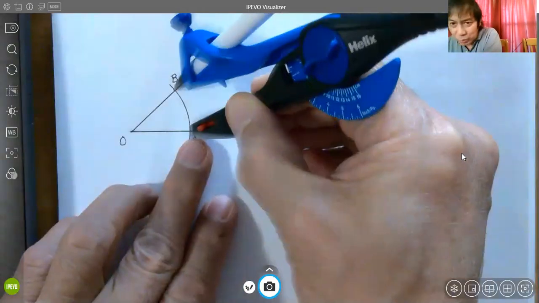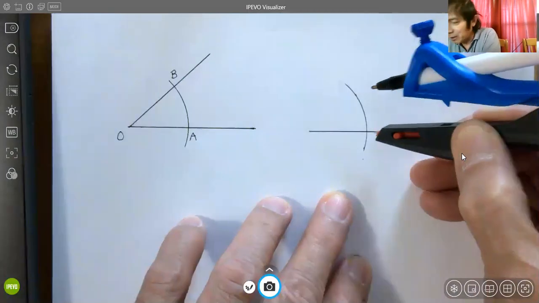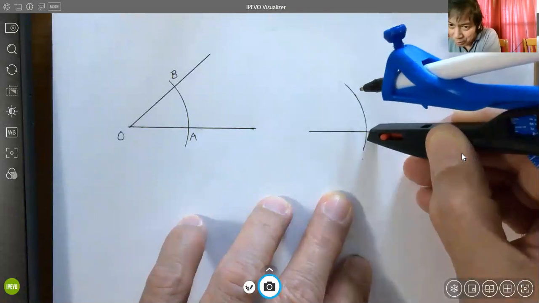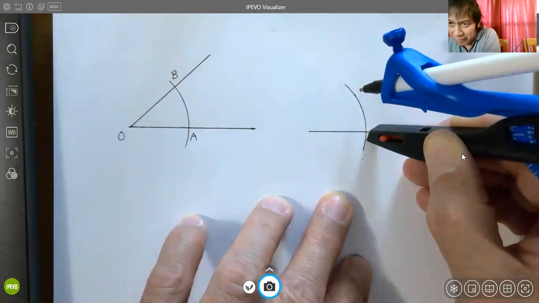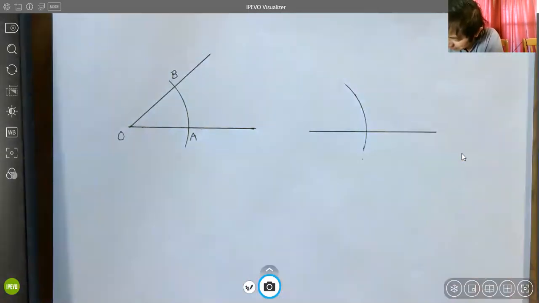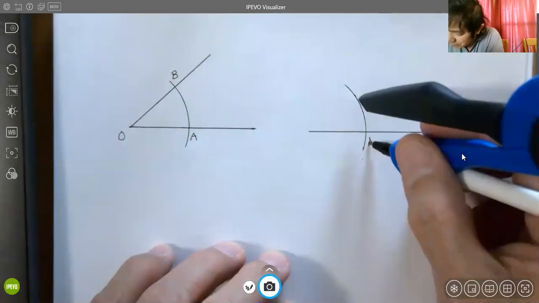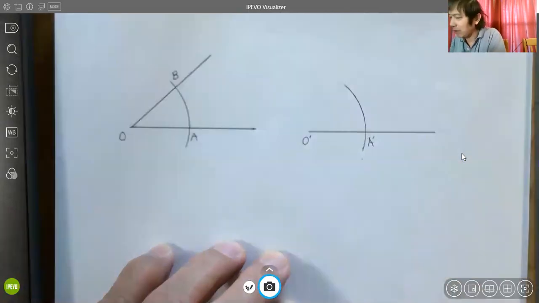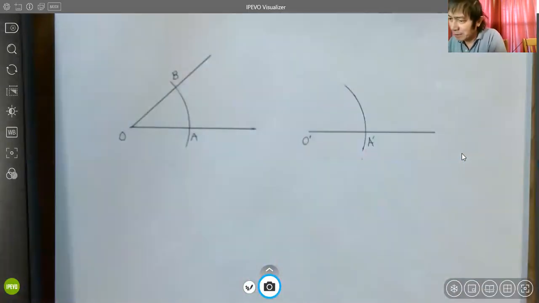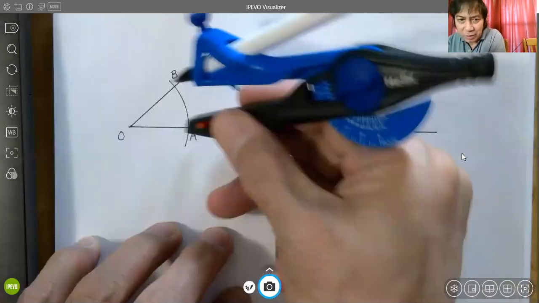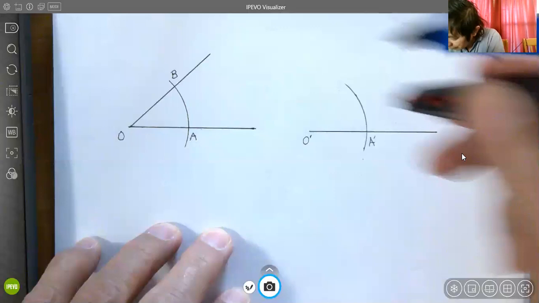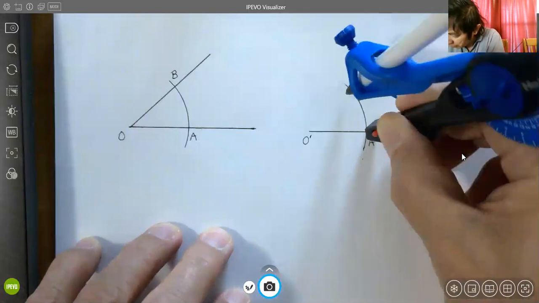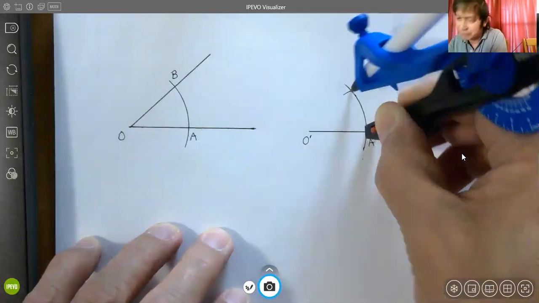All right, now we're going to our second angle, and we shall make use of this point. We will call it our A prime. This vertex will be our O prime there. Okay, using the point A prime and without changing our radius here for our compass, let the A prime be our center point now for the compass, and then create an intersection with the arc there.